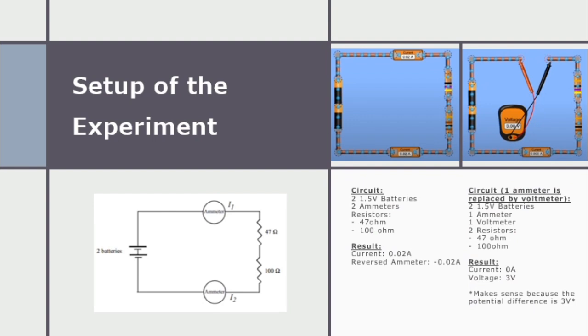The first circuit included two 1.5 volt batteries, two ammeters, and two resistors, again 47 and 100 ohms. We observed a current of 0.025 amps, or 0.02 amps, and when I reversed the ammeter, it showed negative 0.02 amps, which confirmed the direction of the current. When we replaced one ammeter with a voltmeter, as expected, the current dropped to 0 amps while the voltage read 3 volts, which makes sense given the batteries' combined potential differences.